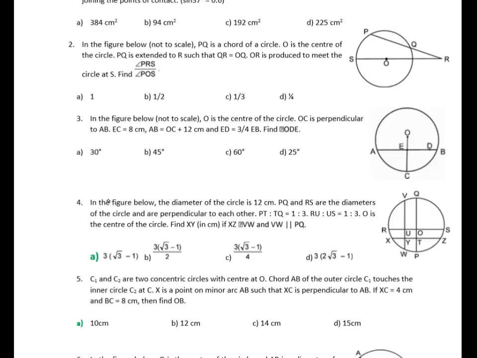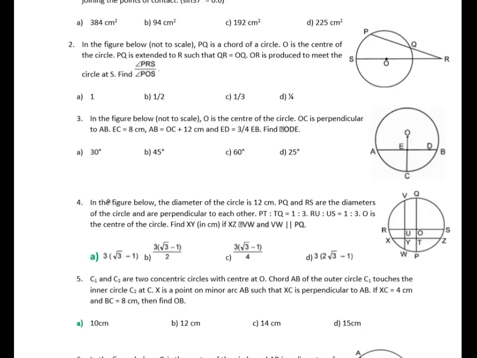In the figure below, not to scale, PQ is a chord of a circle. O is the center of the circle. PQ, that is the chord, is extended to R such that QR is equal to OQ. OR is produced to meet the circle at S. Find angle PRS and then angle POS. Just you need to find the relationship between them.